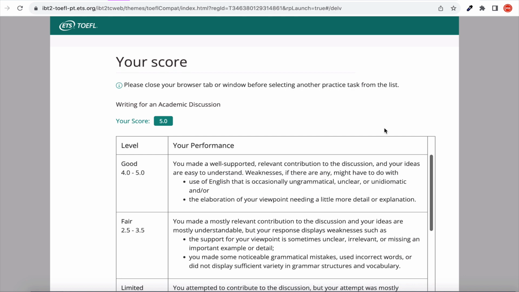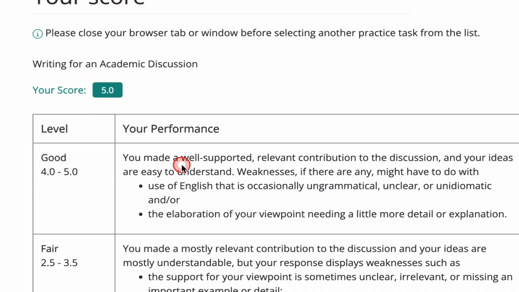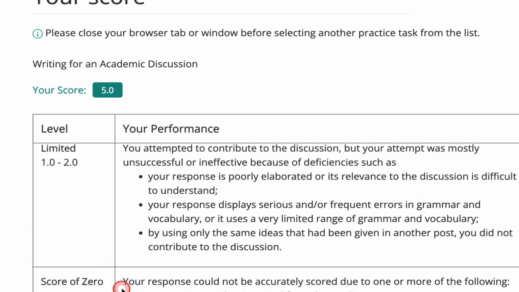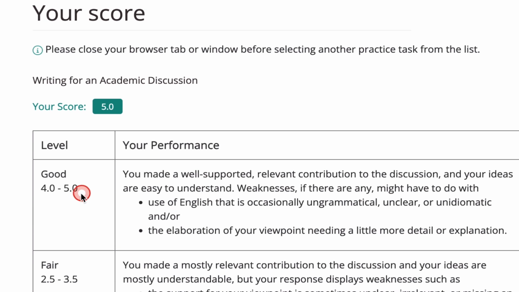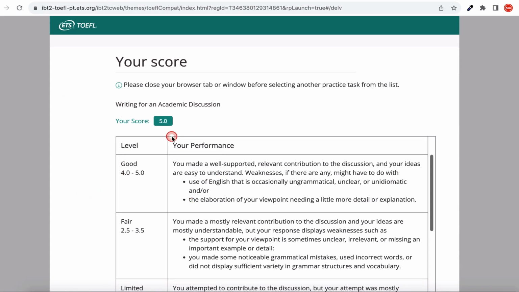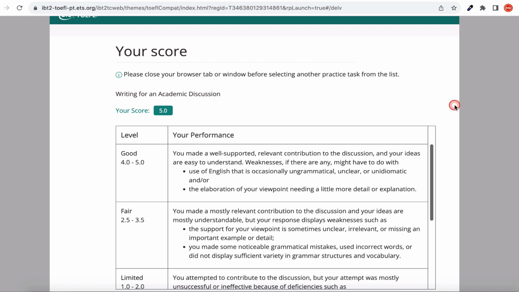Okay, so they are analyzing the score. Okay, guys, so they gave us a 5, which is the top score. And it goes all the way to 0, limited, fair, good, 4, 5. So even if I made a couple of mistakes, TOEFL doesn't mind. We got a full score in less than 7 minutes. So this is one strategy that you can use when doing TOEFL Task 2. Okay, guys.